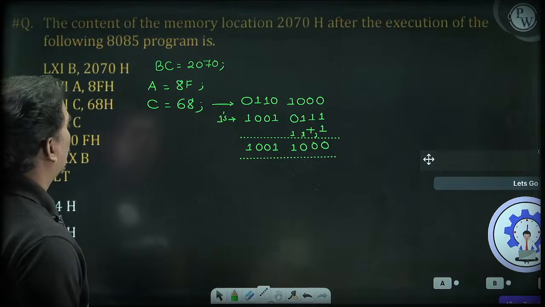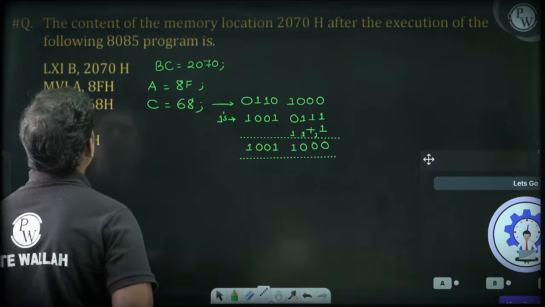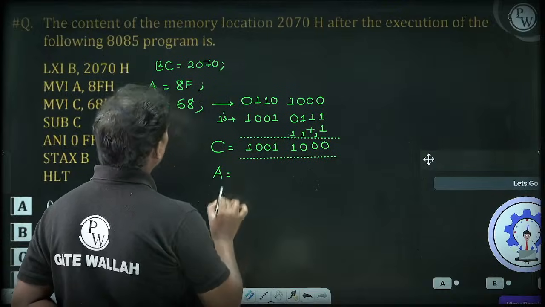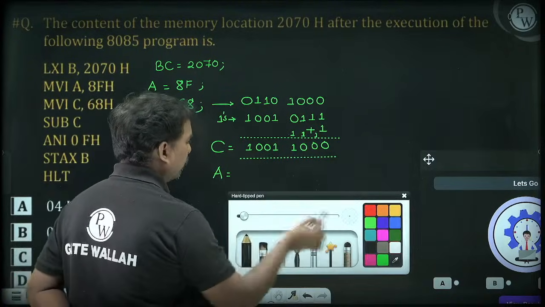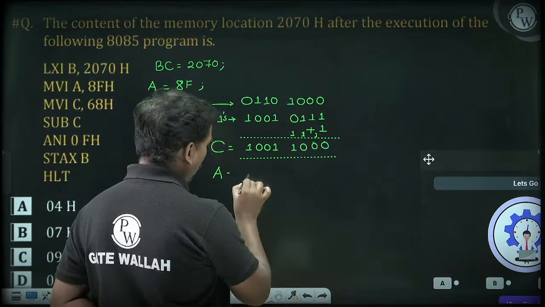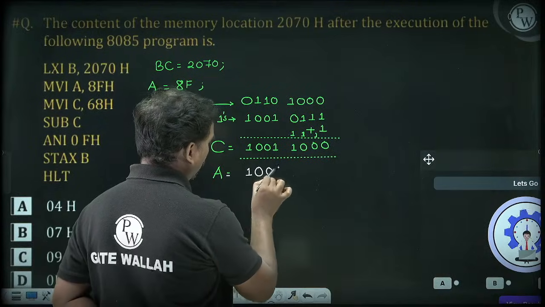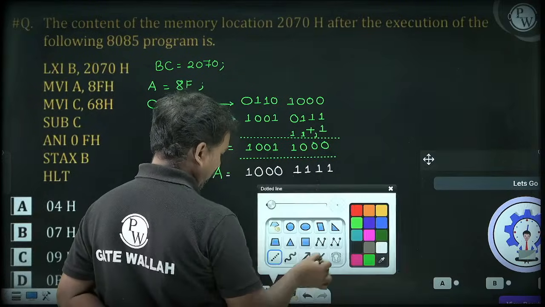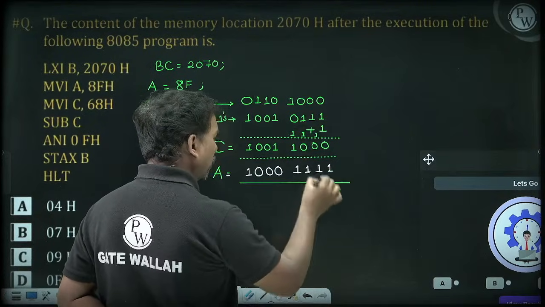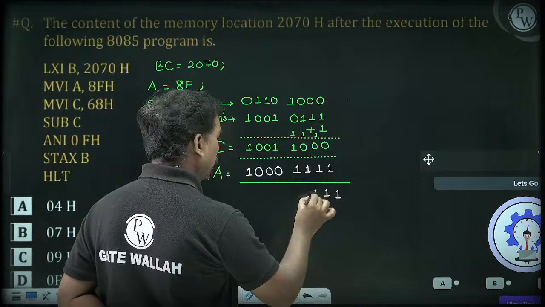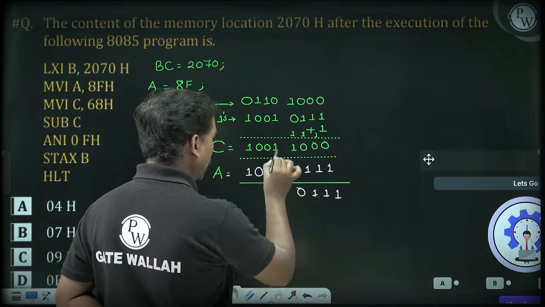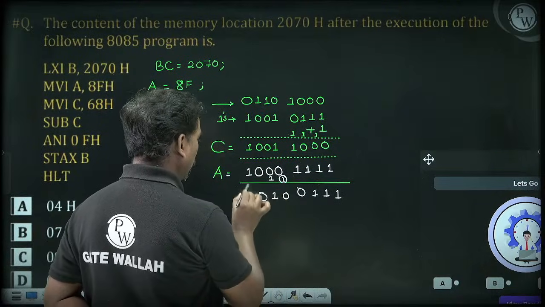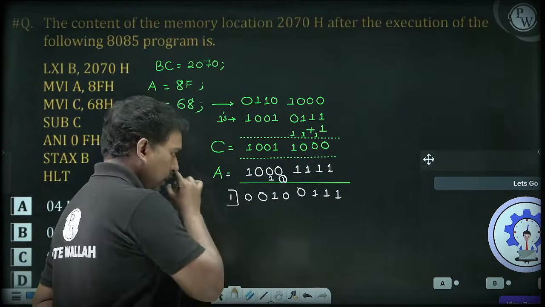Okay. So now add A to this. A is equal to 8F. That means 1 0 0 0 1 1 1 1. So 0 plus 1 1 1 1 1 plus 1 1 0 1 plus 1 1 0 1 0 1 plus 1 1 0. So what are we getting here?